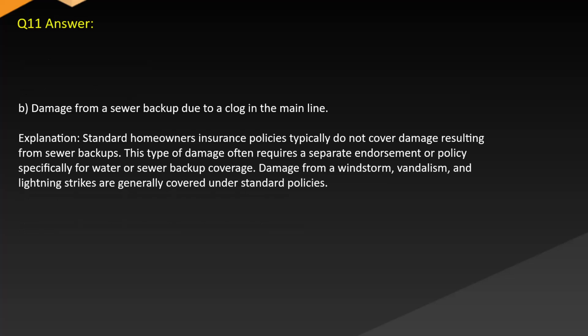Answer. B. Damage from a sewer backup due to a clog in the main line. Explanation. Standard homeowners insurance policies typically do not cover damage resulting from sewer backups. This type of damage often requires a separate endorsement or policy specifically for water or sewer backup coverage. Damage from a windstorm, vandalism, and lightning strikes are generally covered under standard policies.